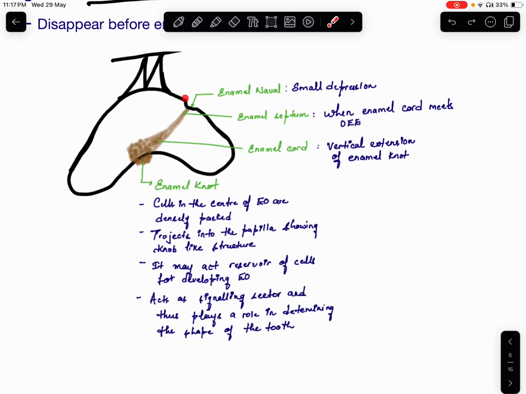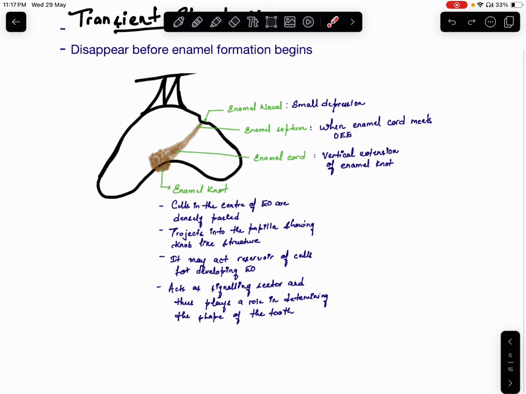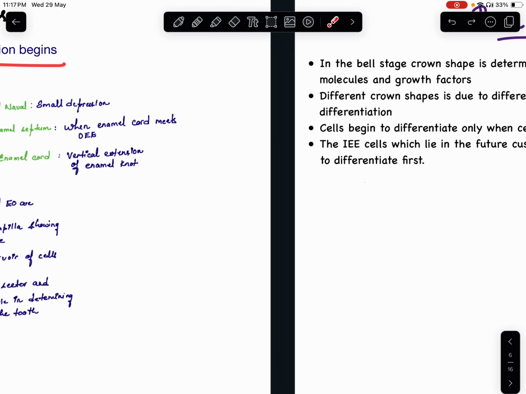Now, at the point of meeting of the outer enamel epithelium and this enamel septum, a depression is formed. This depression is called the enamel navel. So these are the transient structures, and they disappear before enamel formation.